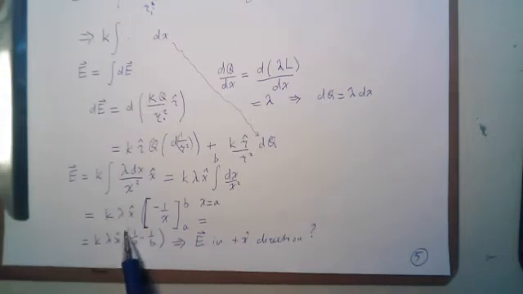So this term looks like it's negative because 1 over B is bigger than 1 over A, right? So that looks like it's negative, except A and B themselves are negative as well. So it actually works out. This thing will point in the plus x direction.